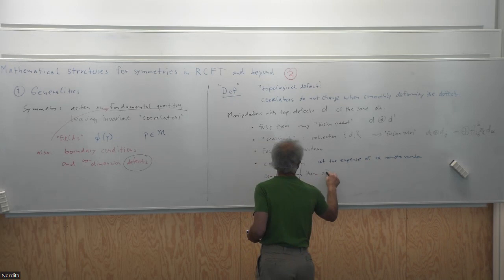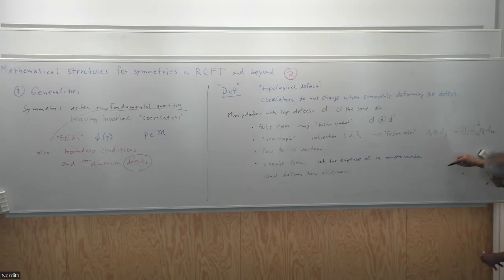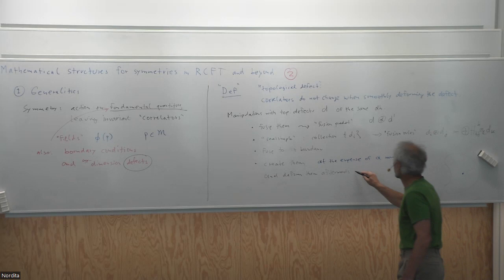Now, if you can create them, afterwards you can deform them. So, for example, if you have some field insertion somewhere, and now you have created your defect, say this is on a sphere. I don't have a spherical whiteboard here, but just imagine you move this around the sphere, because you're allowed to do it since it's a topological defect. Then it will end up like that and shrink them.